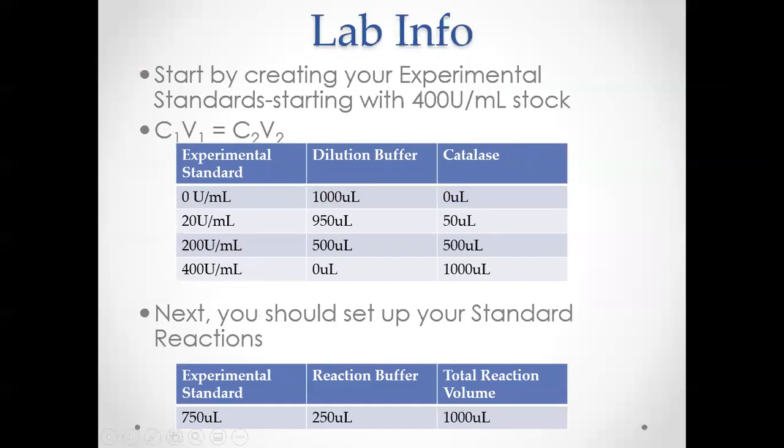The experimental standards in this experiment are created by diluting a 400 unit of catalase per milliliter stock solution with dilution buffer. To make the 0 unit per milliliter standard, you would add 1,000 microliters of dilution buffer with 0 microliters of catalase. We will be using the equation C1V1, concentration 1 times volume 1 equals concentration 2 times volume 2, to make these dilutions.